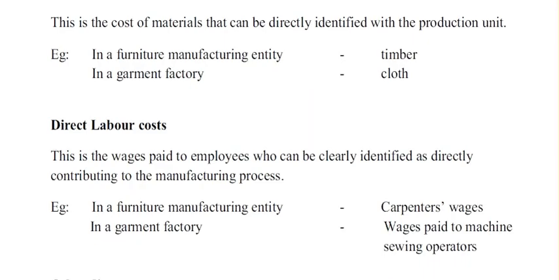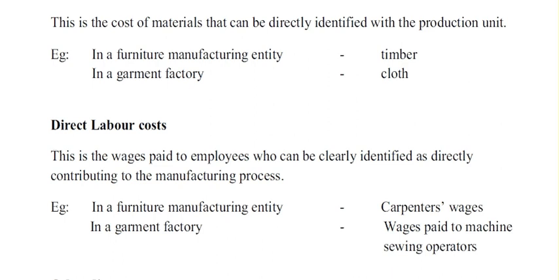So we'll see direct material cost first. Direct material cost means the cost of material that can be directly identified with the production unit. As an example, if it is a furniture manufacturing business, the timber or wood can be considered as direct material. If it is a garment factory, cloth can be considered as direct material. Those are the things which can be directly identified with the production unit.